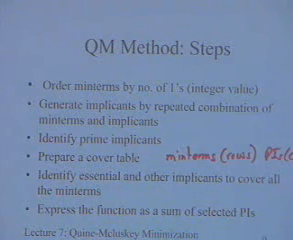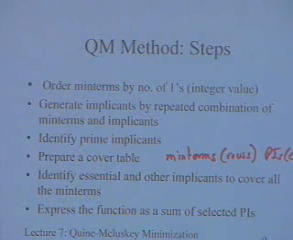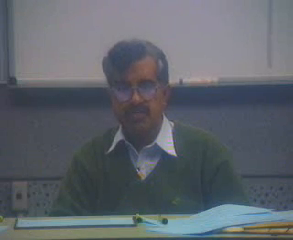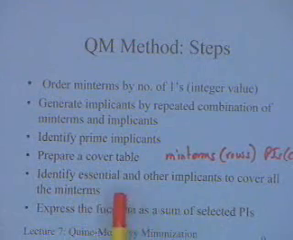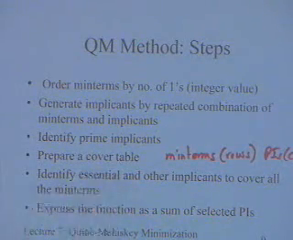Once I have made this cover table, I look at each of the rows and try to see whether a particular row is covered by more than one implicant, or more than one prime implicant. Of course, now I have only prime implicants. If it is covered by more than one prime implicant, then that particular minterm does not generate any essential prime implicant. But if a minterm is covered by only one prime implicant, then I declare that prime implicant to be an essential prime implicant.